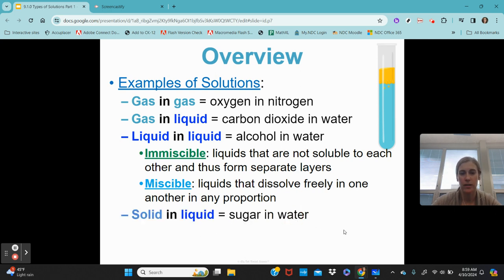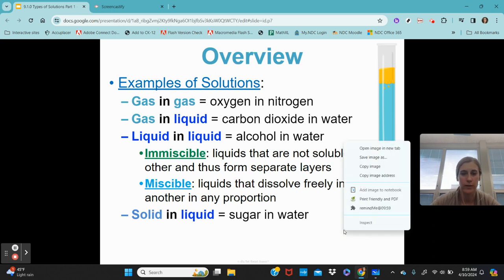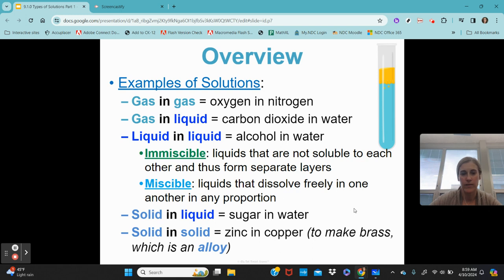We could also have solid and liquid. That's something we think of often, like if we dissolve sugar in water. Or we can have solid and solid, such as I talked about the alloy example. When you make brass, for example, you dissolve zinc and copper.